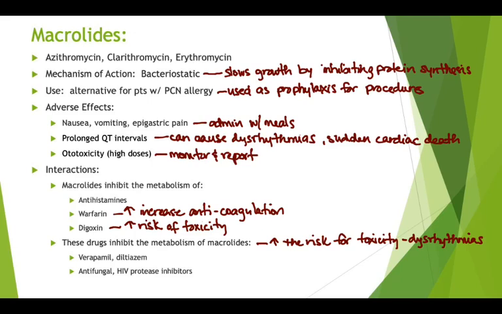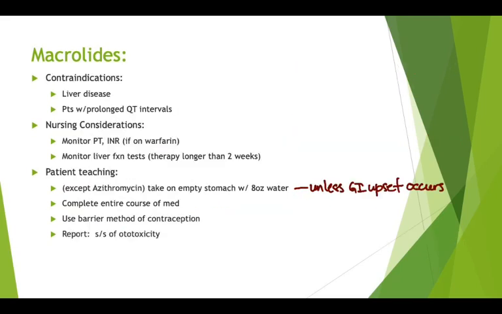We use these macrolides for pertussis, diphtheria. We use it to treat chlamydia, pneumonia, and strep infections. These are all different times that we would use the macrolides for. Contraindications: your liver disease and patients, again, with your prolonged QT intervals.